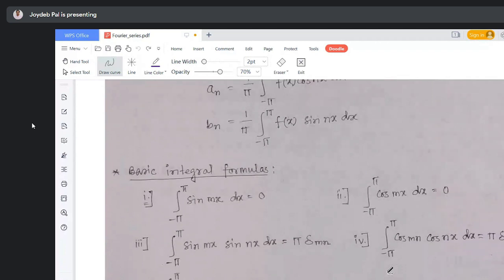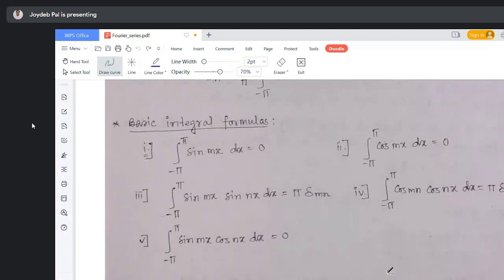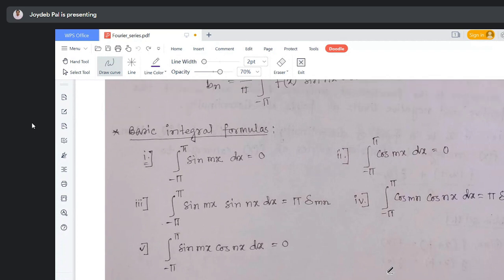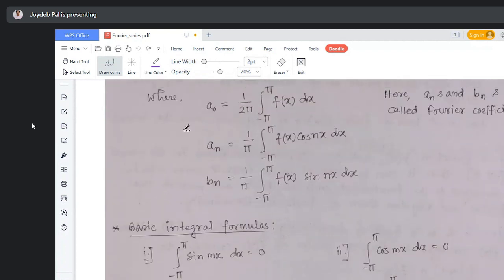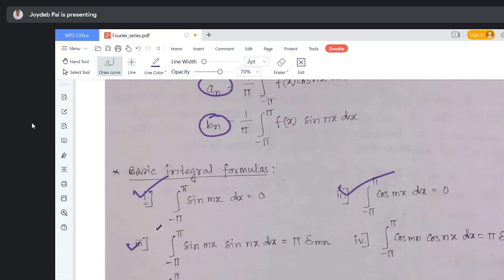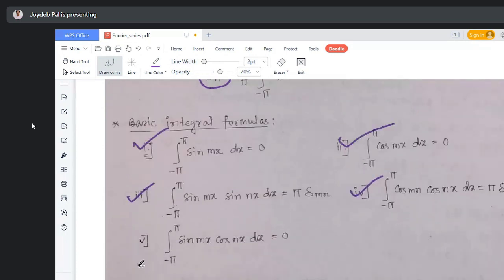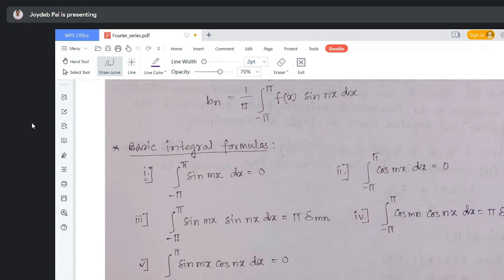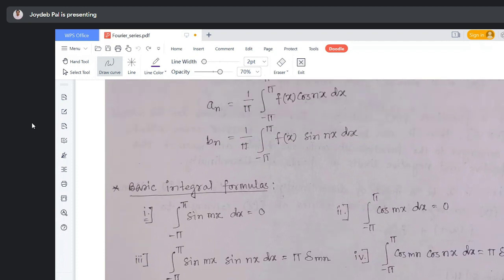Now these are some essential integral formulas which are needed in the calculation of Fourier coefficients. मतलब ये Fourier coefficients निकालने के टाइम पे कभी-कभी ऐसे फॉर्म आ जाता है, known form. So if you remember this form, then it will be easier to calculate. Okay. So what are the basic integral formulas? ये याद रखना जरूरी है.